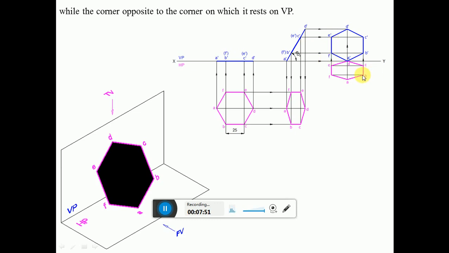Similarly, draw a vertical projector from B and C and draw a horizontal projector from C dash and B dash to get these points B dash and C dash. And join A dash to B dash to C dash to D dash to E dash to F dash to A dash. So you are going to get the hexagon. This is how we will be able to solve this particular problem.